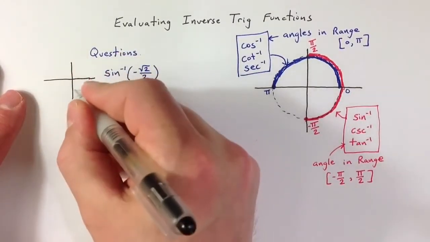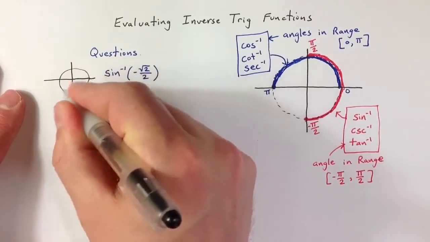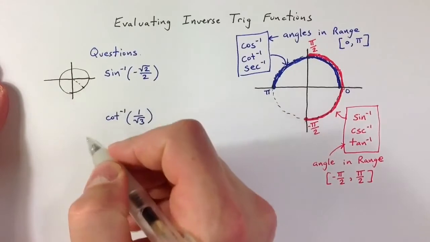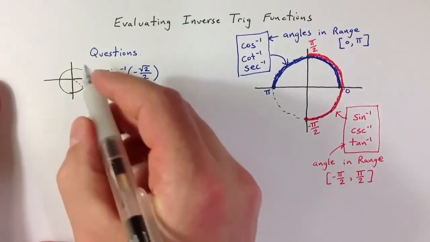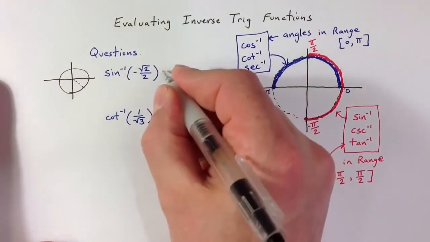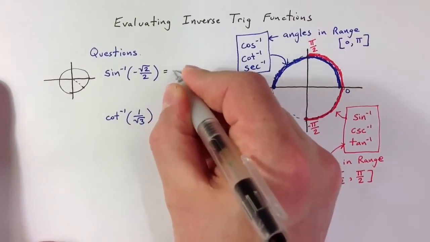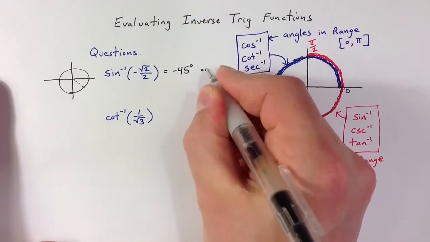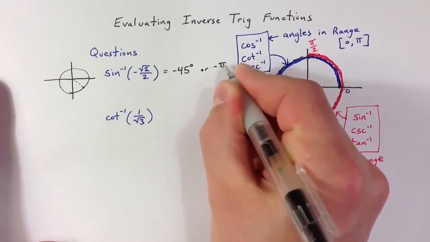and looking at the unit circle for a moment, I know that it corresponds to an angle that has a 45-degree reference angle. And so I know in degrees, the answer is going to have to be negative 45 degrees, or in terms of radians, it would be negative pi over 4 radians.